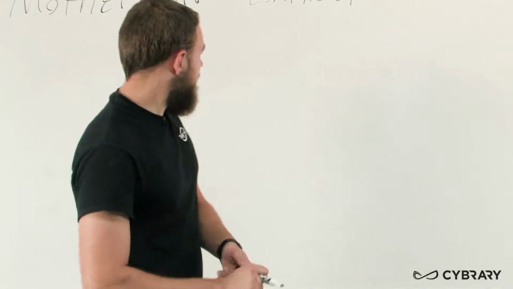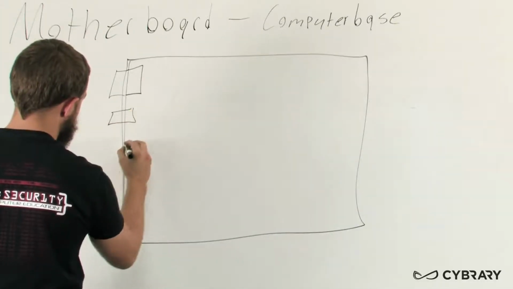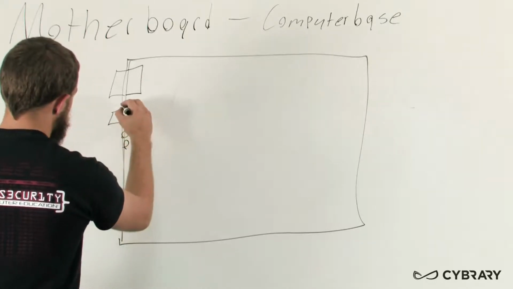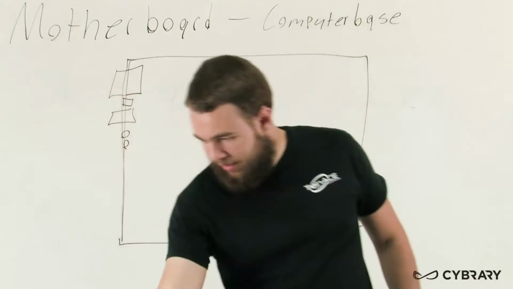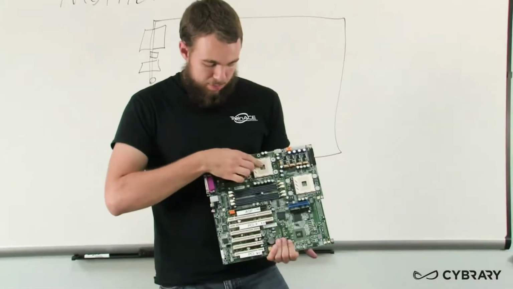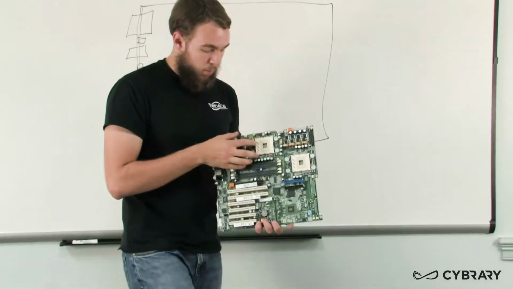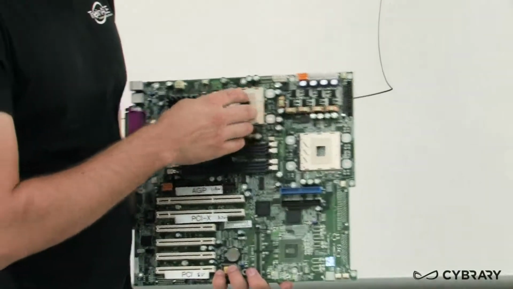So let's go ahead and start building ourselves a motherboard here. We have our base motherboard, and we've already talked about our rear input-output ports. So we have our rear input-output ports here. The next thing we can notice right away are going to be our CPU slots. This is where we actually place our CPU to interface with the motherboard.